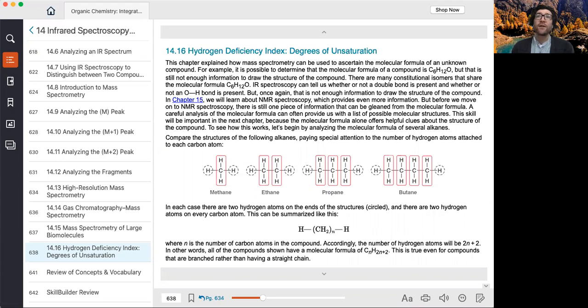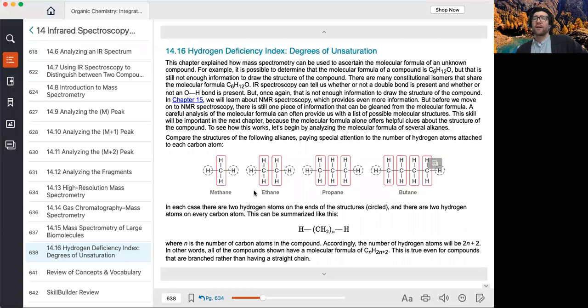Because even though we can now determine if a molecule has a double bond or what its molecular weight is, or if there are alcohols or bromines or chlorines present, it still doesn't tell us enough about what the structure might be. So we're going to talk about the molecular formula and how that can help us to find out how a molecule is saturated or unsaturated.